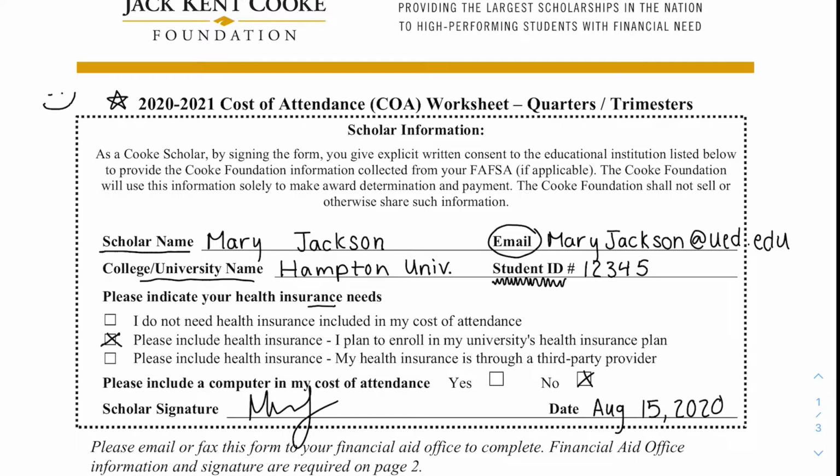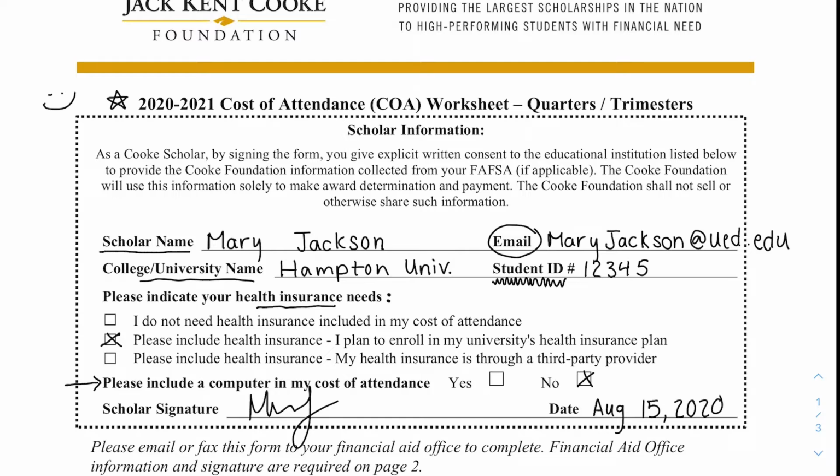Next, you need to indicate your health insurance needs. If you read through these, check the box that is most relevant to you. Then it says, please include a computer in my cost of attendance. If you need a computer, then you have to go through a process called cost of attendance add-ons. And even though you say yes on this form, that doesn't mean you'll get the money for a computer.